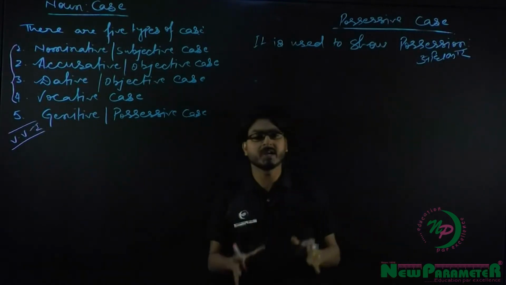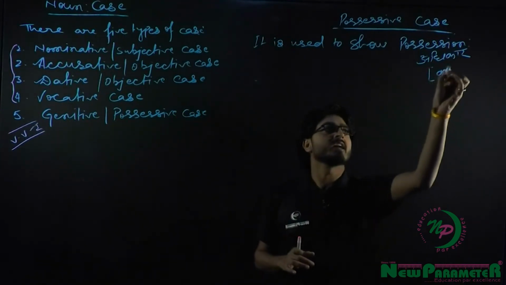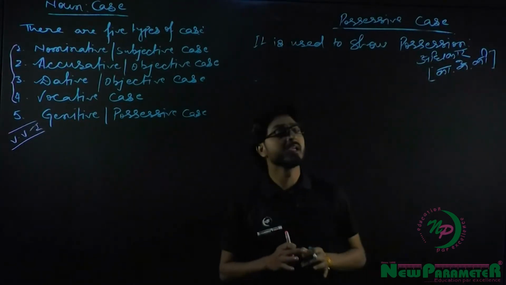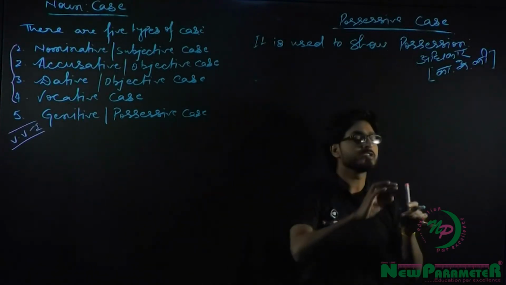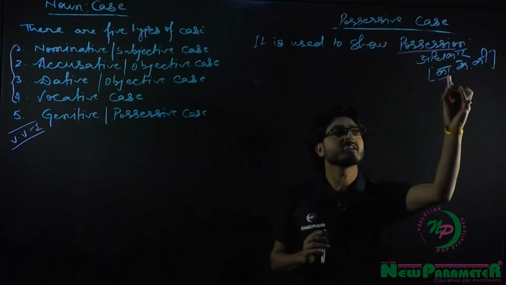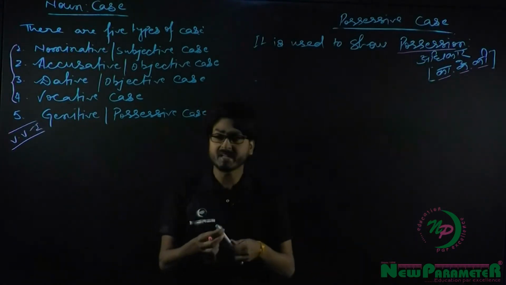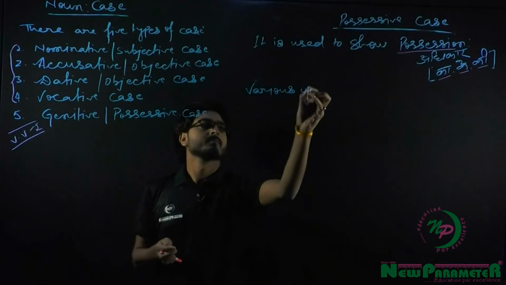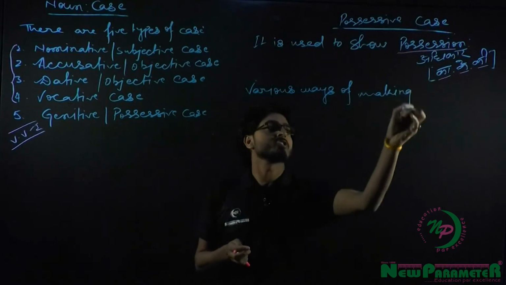And whenever you try to show possession to a noun, it gives you the sense of ka, ke, ki in its Hindi meaning. Means what I want to tell you, that whenever we use a possessive case, it is used to show what? Possession. And for showing possession, it gives you the sense of ka, ke and ki. So we have a lot of ways for making a possession, various ways of making possession.